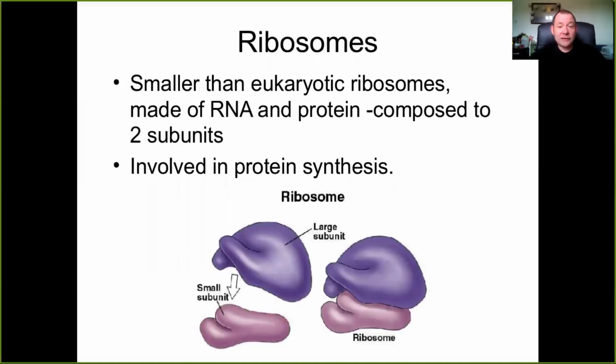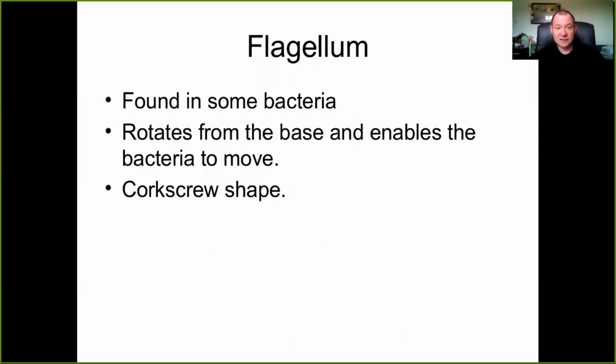Ribosomes are smaller than eukaryotic ribosomes, made of RNA and protein. All ribosomes are made of a type of RNA called ribosomal RNA, which is folded up, and various proteins, forming the two subunits involved in protein synthesis.